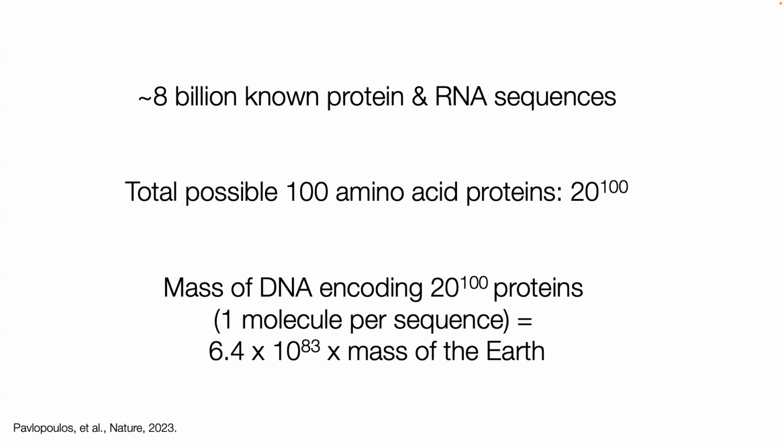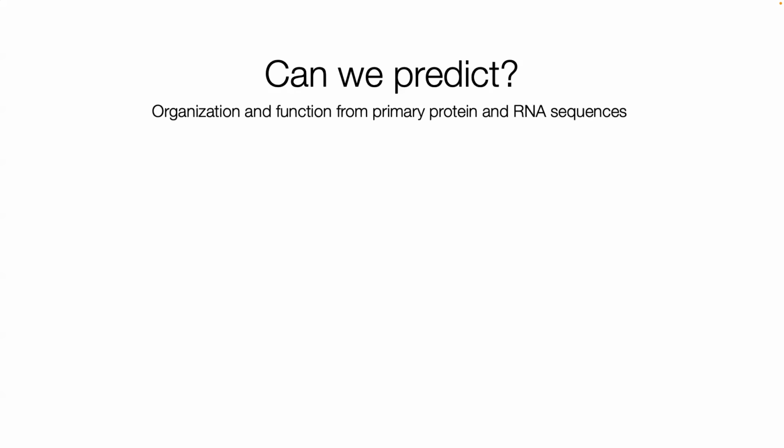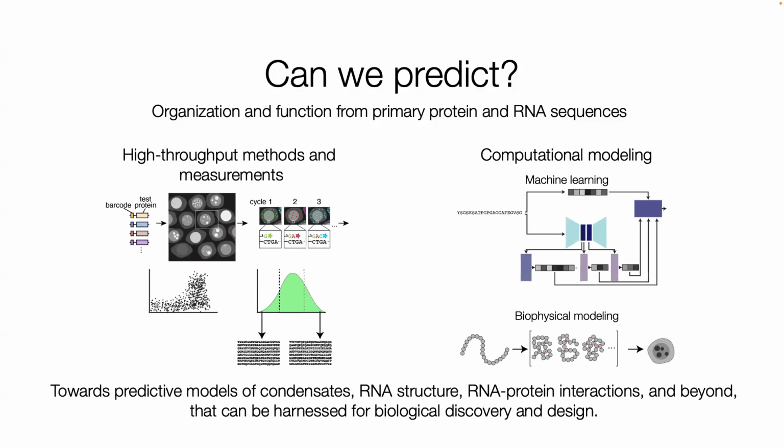And so what we're really interested in doing is figuring out whether we can actually make predictions. If we want to get to this kind of scale, we need to be able to accurately predict sequences. And so we want to be able to predict organization and function from primary protein and RNA sequences. And so in my lab, we do this through a combination of developing high throughput methods and making measurements for lots and lots of sequences, and then using and developing computational methods to learn from those measurements and extrapolate to sequences that we have not tested experimentally. So we're trying to get towards predictive models of condensates, RNA structure, and RNA protein interactions that can be harnessed both for biological discovery and for design.